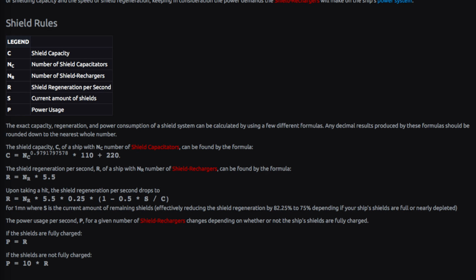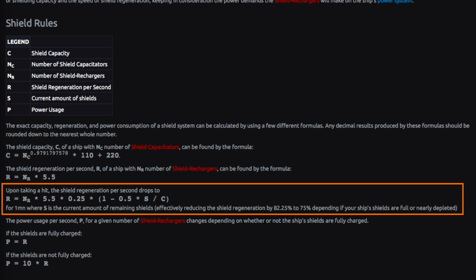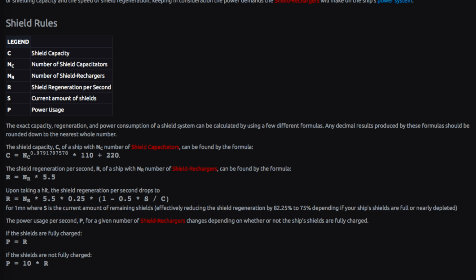Now down here we have the power stuff for shields. When the shields are fully charged, it will just cost the shield regeneration. We noticed that. If the shields are empty or not fully charged, it costs 10 times the shield regeneration to recharge them. Interesting here is that it says 10 times R, and above in the formula, upon taking a hit, R is calculated as the number of shield regenerations times 5.5 times 0.25 times the bracket of remaining shields compared to total shields.